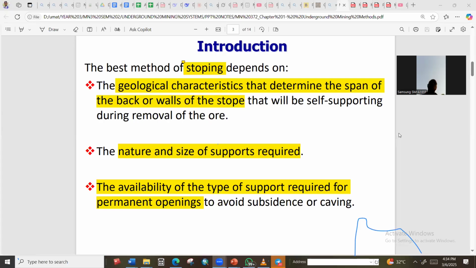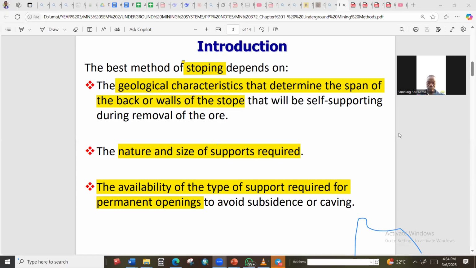And then the next one is the availability and the type of support required for permanent openings to avoid subsidence or caving. Now, when we talk about subsidence, that is when it fails, that is subsidence or caving. Sometimes, as mining engineers, we intentionally leave a place for it to cave in. But if it is not in the plan, that is a serious issue, and it's a safety concern.